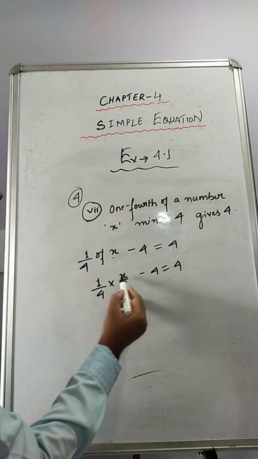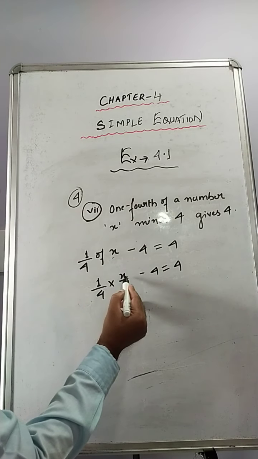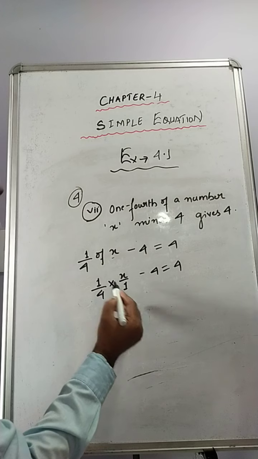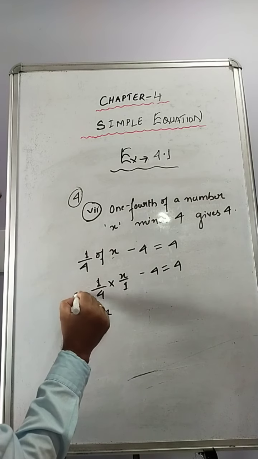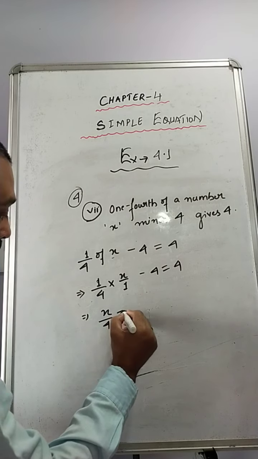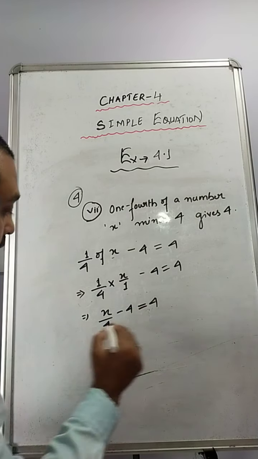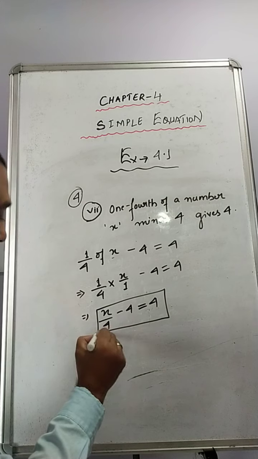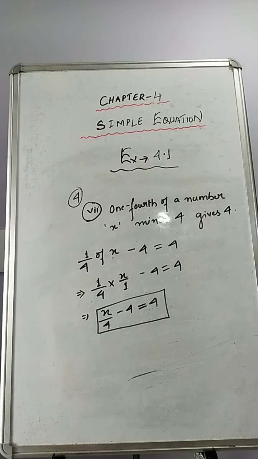Now 1 into x, we'll again multiply the numerator with numerator, denominator with denominator. 1 into x is x, isn't it? 4 into 1 is 4. Minus 4 is equal to 4. So this is your required equation, students. Now sum number 8 and sum number 9, you will do on your own.